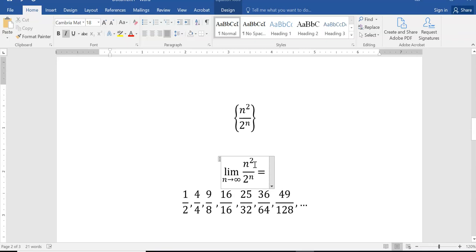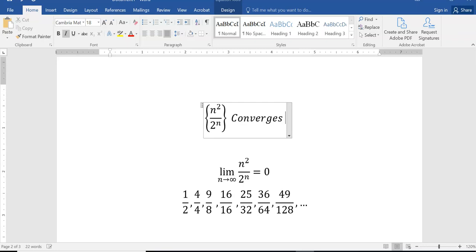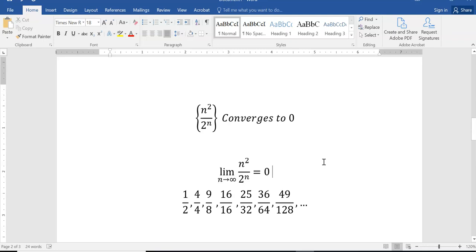So it's almost like the top is standing still while the bottom is getting really, really big. And if the bottom is getting a really, really big number and the top is standing still, we saw in the last chapter that that thing is going to 0. These fractions are going to get smaller and smaller until they get super, super close to 0. So we say that this sequence converges to 0.